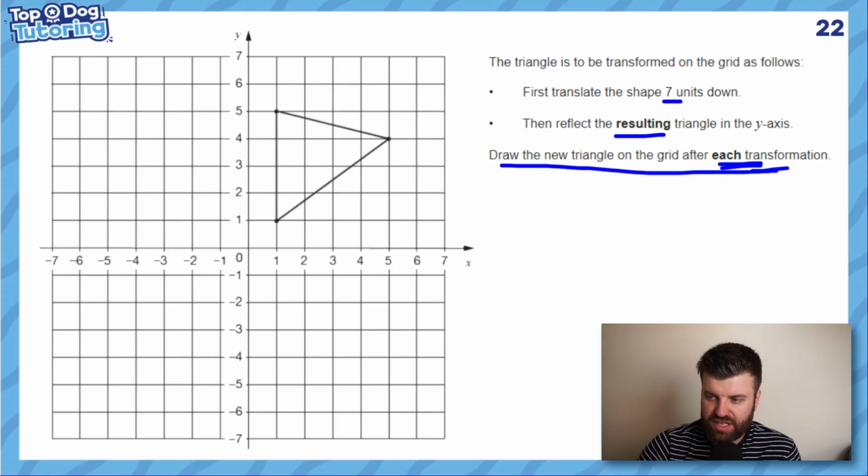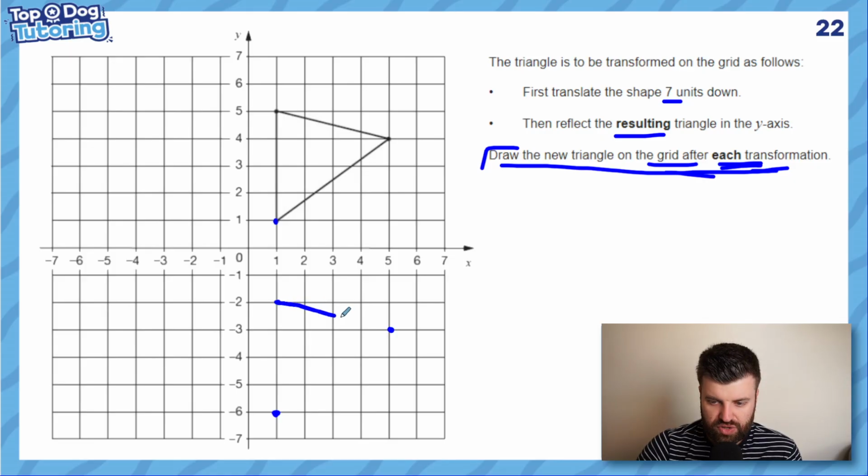So first one, translate the shape down 7 units. Go to the corners. 1, 2, 3, 4, 5, 6, 7. Boom. Next one. 1, 2, 3, 4, 5, 6, 7. Boom. Next one. 1, 2, 3, 4, 5, 6, 7. Done. Okay. But here, look, draw the new triangle after each transformation.